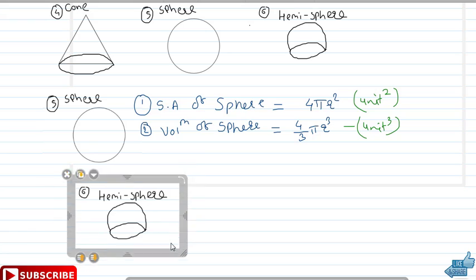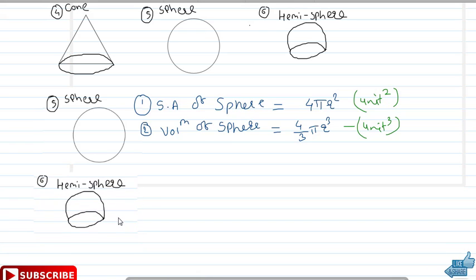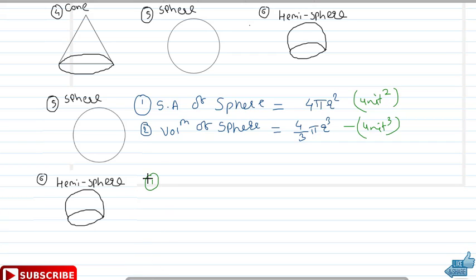For the hemisphere, the hemisphere consists of curved surface area, total surface area, and volume also. So I will write here first of all the curved surface area. CSA of hemisphere is equal to CSA of a hemisphere, that is curved surface area of hemisphere, plus base circle, base area.